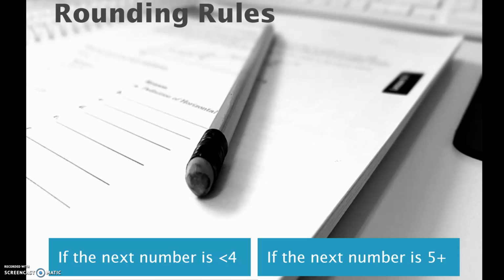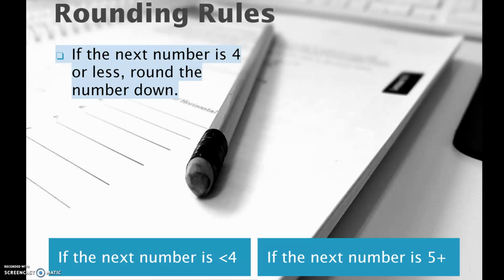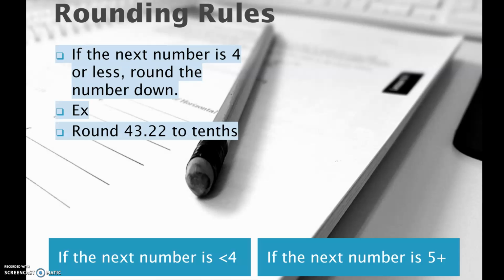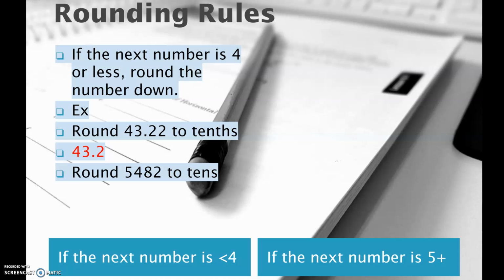All right, rounding rules. If the next number is 4 or less, you're going to round the number down. For example, you're going to round 43.22 to the nearest tenths, and you're going to get 43.2. If you have to round 5,482 to the tenths, then you're going to end up with 5,480.